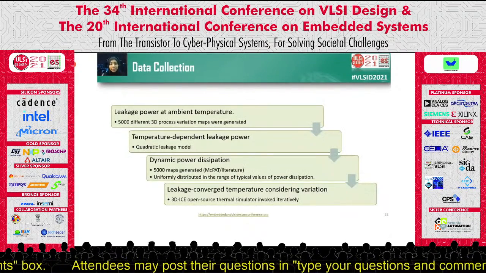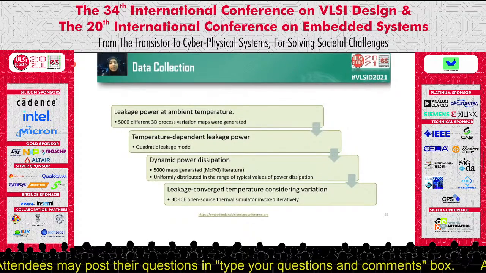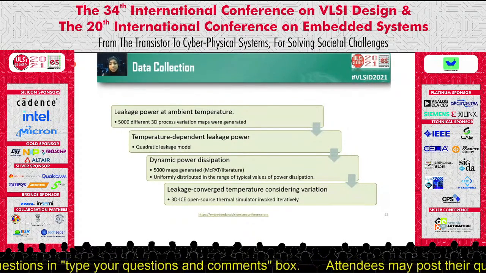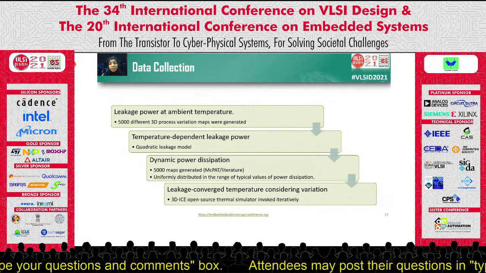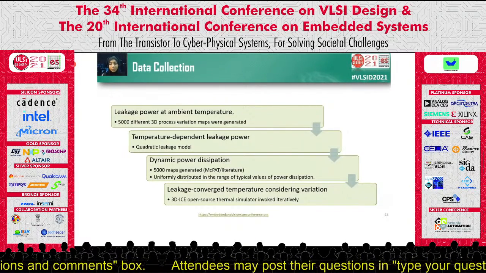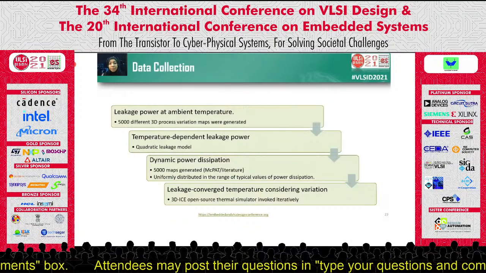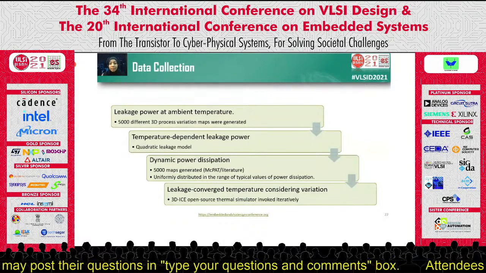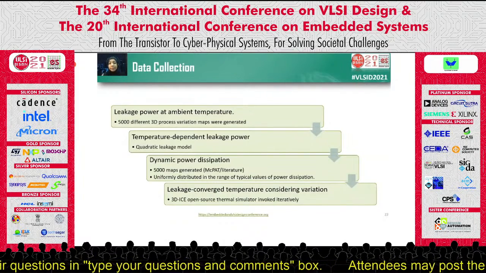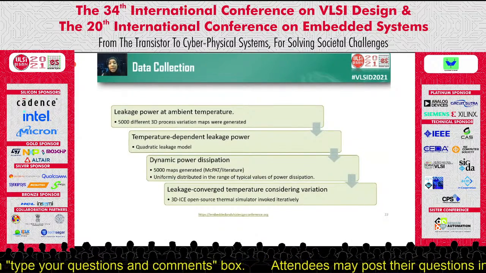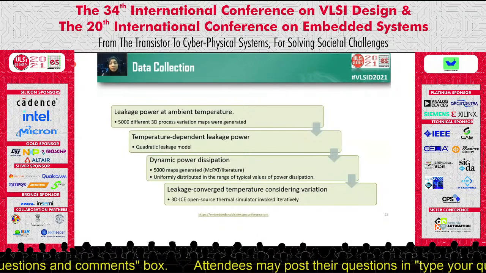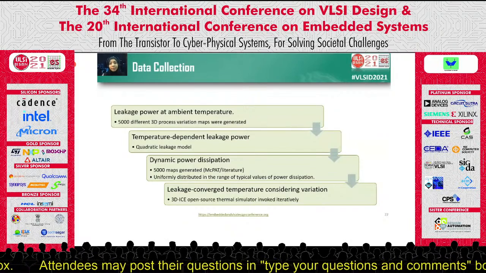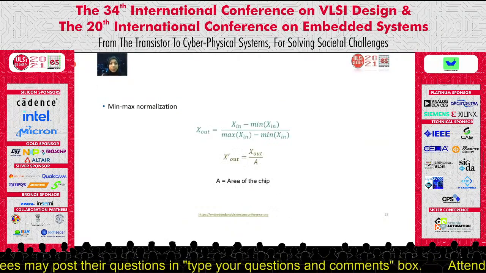So this is our data collection methodology. First, we obtain the leakage power at ambient temperature, and we generate multiple such process variation maps. Then we use the quadratic leakage model to get the temperature dependent leakage power. In parallel, we get dynamic power dissipation profiles using McPAT and the literature. And now we have the leakage power as well as the dynamic power. So we sum these, and we use the 3D-ICE open source thermal modeling tool to get the leakage converged temperature profile, and we iterate until convergence.